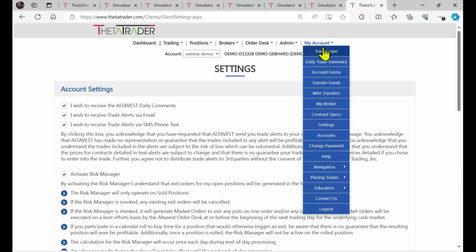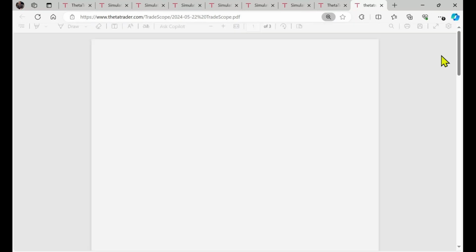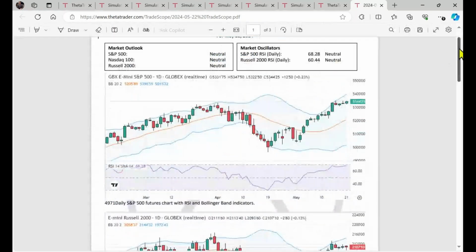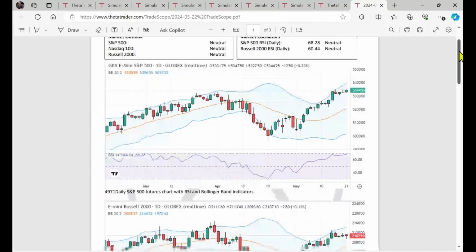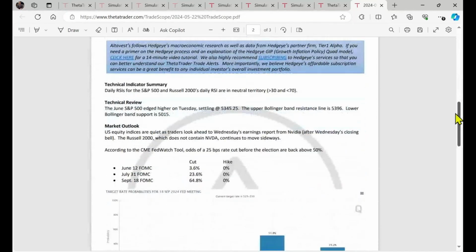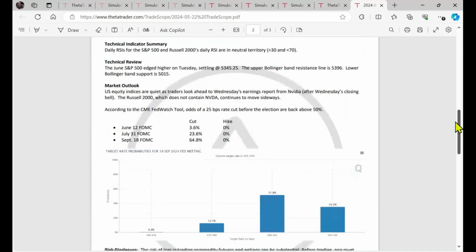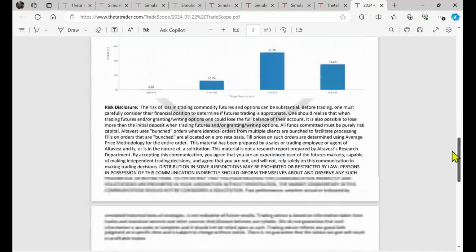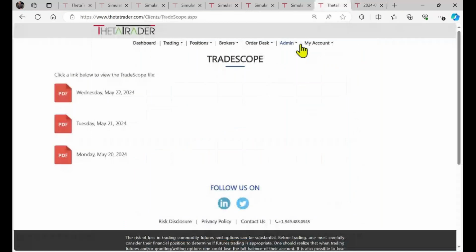There's also our proprietary research here called TradeScope. We generate this every day for our client base, so you can look at some of the technicals on the graphs here, but also we look at some of the narratives here with the outlook for the future, and that's all part of your ThetaTrader account.